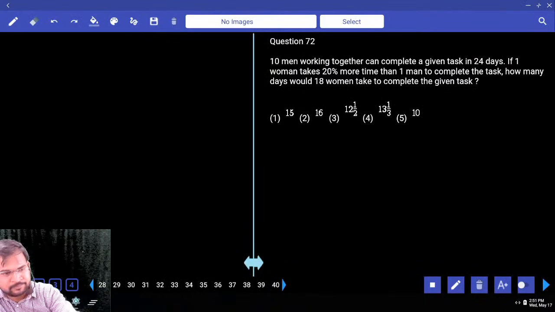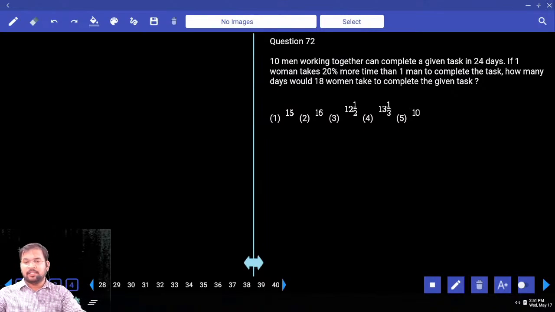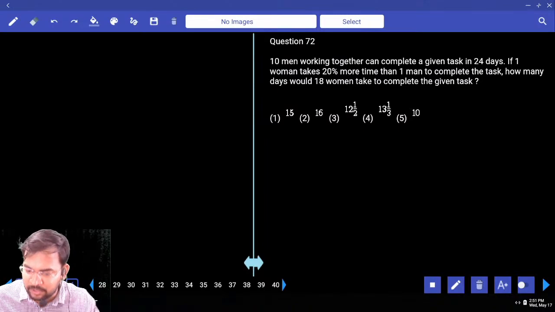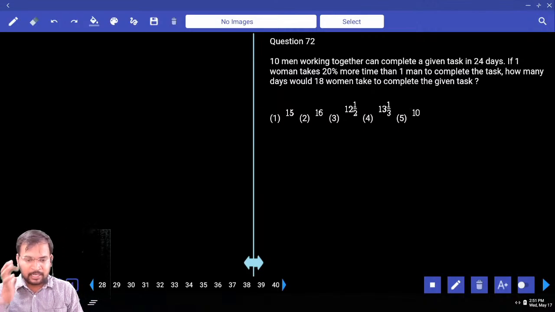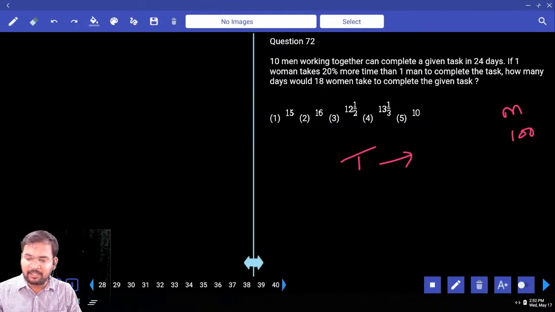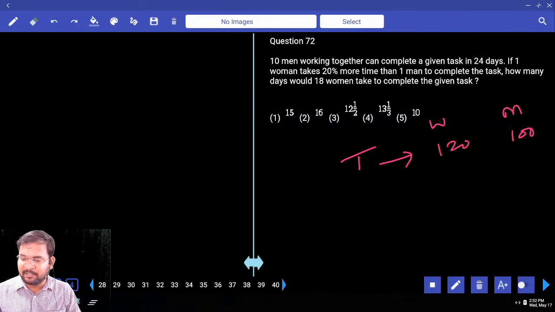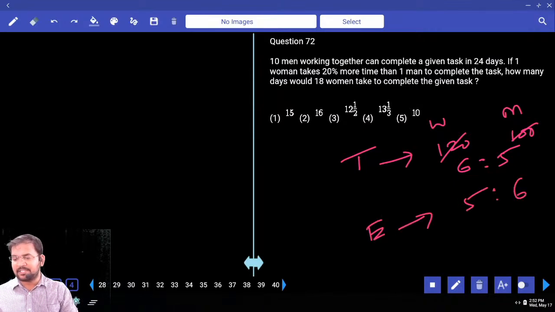Are you ready? 10 men working together can do a piece of work in 24 days. If one woman takes 20% more time than one man takes, just look here all of you. The times ratio they have given. Man efficiency first. One woman takes 20% more, and a man takes 100, women take 20% more. That is nothing but the times are in the ratio 6:5, then efficiencies are in the ratio: women efficiency is 5, man efficiency is 6.